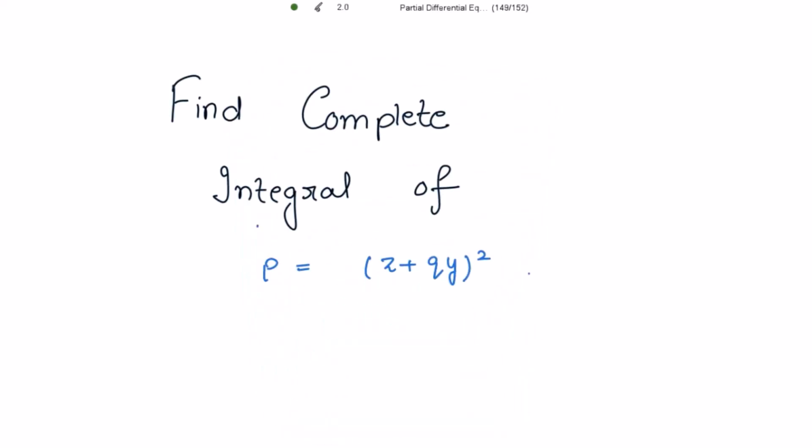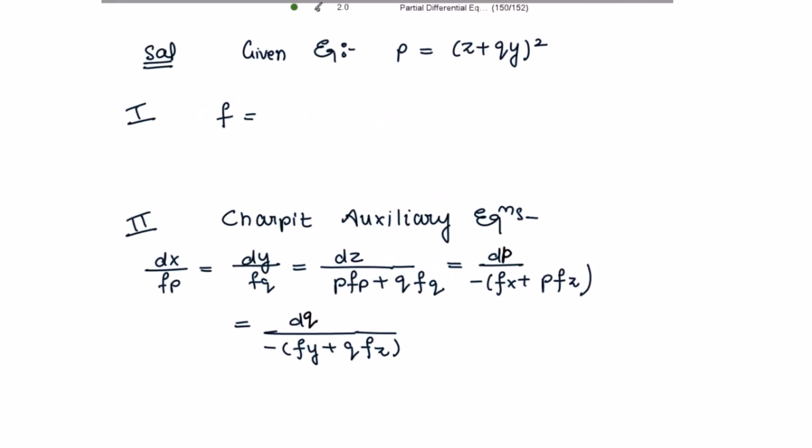We need to find the complete integral of p equal to (z plus qy) whole square. First, we write this given equation as f equal to, taking p to the other side, (z plus qy) whole square minus p. You can also take the right hand side to the left hand side. In this example, I have taken p to the other side.